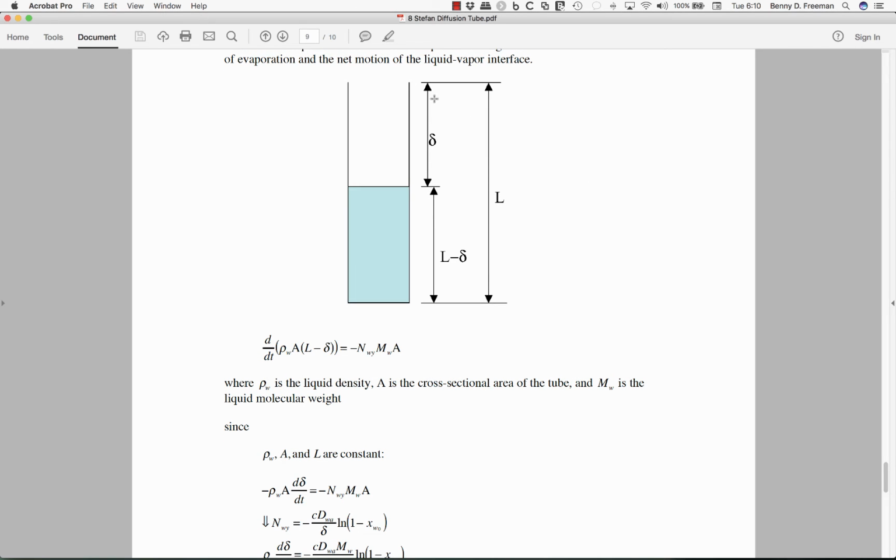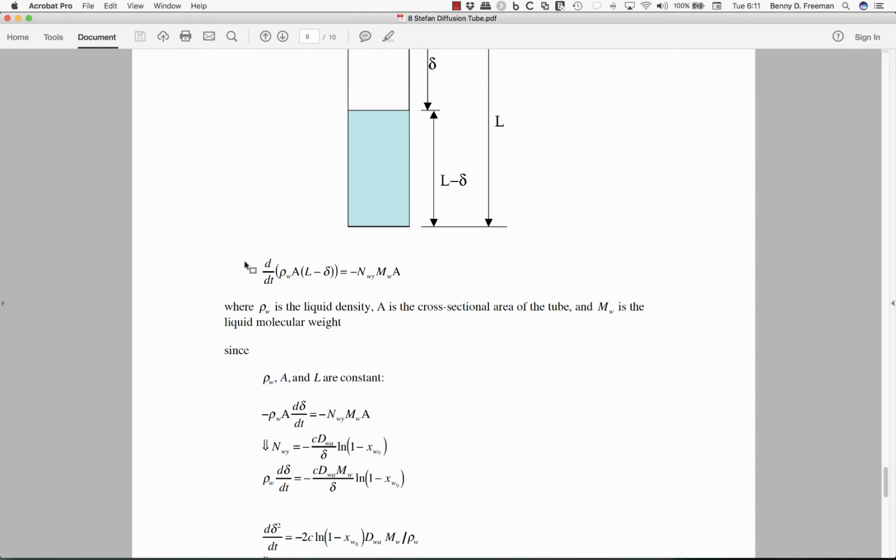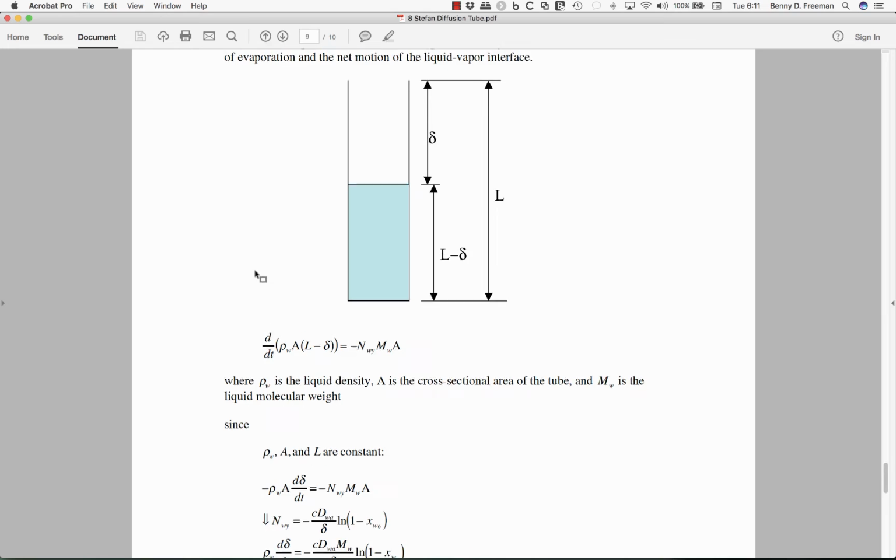And so delta is the gas phase height in this tube, L is the overall tube length, and L minus delta will be the liquid level in the tube. Now, this is not drawn to scale based on our previous tube where delta is 3 meters and L minus delta is 15 centimeters. But the principle of applying this mass balance will be the same.